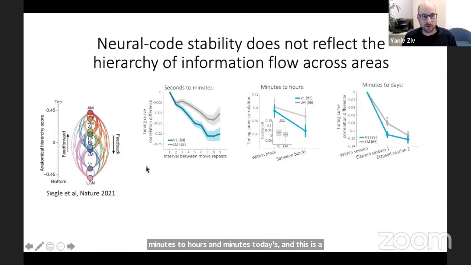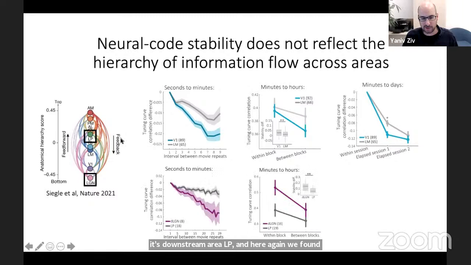Likewise, using the Neuropixels data, we could compare between two thalamic areas, the LGN and its downstream area LP. And here again, we found something that is opposite to the naive hypothesis. We found that LGN drifted faster than area LP. So the data doesn't seem to support this naive hypothesis that stability would reflect the hierarchy of information flow across areas. If anything, maybe the opposite.